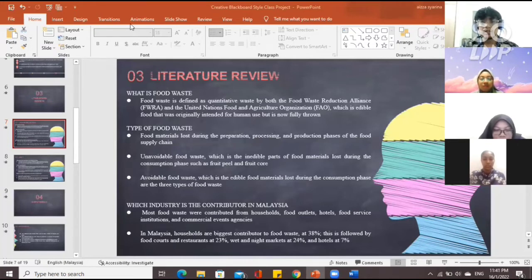Which industry is the contributor to food waste in Malaysia? The most food waste was contributed from households, food outlets, hotels, food service institutions, and commercial agencies. In Malaysia, households are the biggest contributor to food waste at 38%. This is followed by food courts and restaurants at 23%, wet and night markets at 24%, and hotels at 7%.